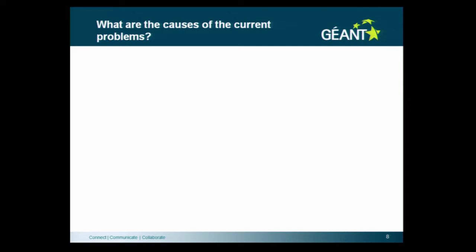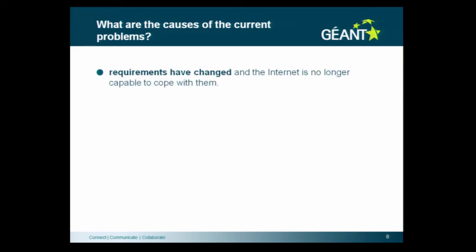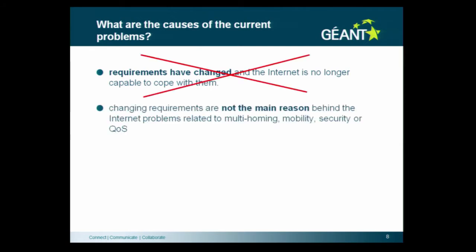So what are the causes of these problems? A lot of research papers go, yeah, the requirements have changed and the internet is no longer capable of coping with them. Sounds reasonable, but we don't really think that's it. So they are not the main reason behind internet problems related to multi-homing, mobility, security, and QoS.